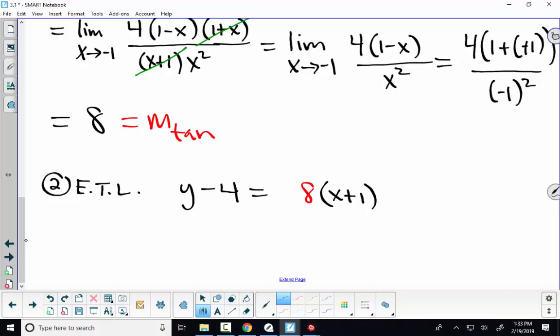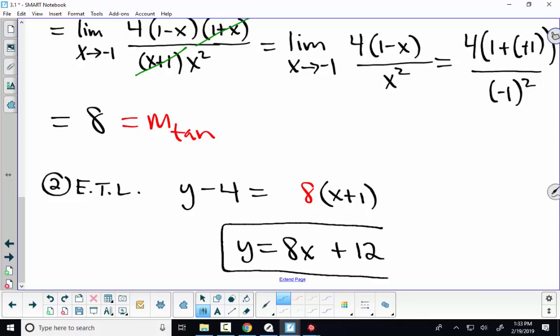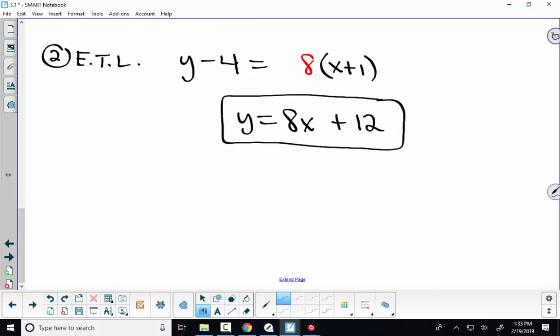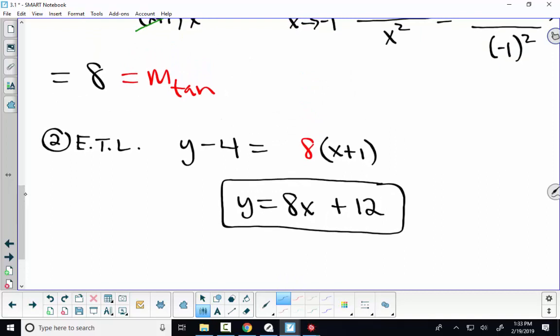Hopefully that's not the issue. Is everyone okay with this limit stuff? Are there any questions? So the 8x plus 12, that's the equation of the line that touches at negative 1, 4, the point negative 1, 4 on the function 4 over x squared.